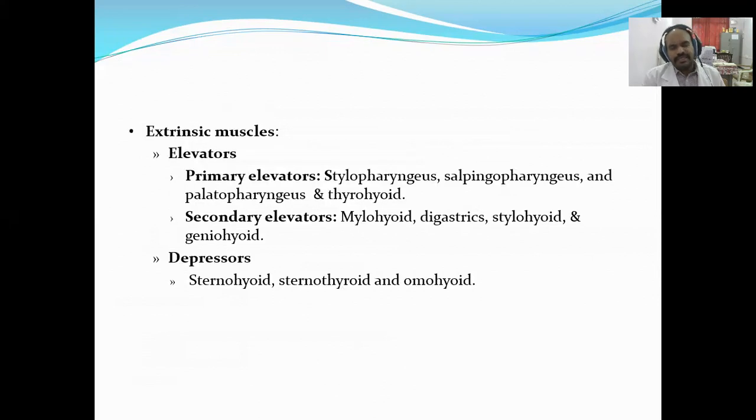Then we have the extrinsic muscles. Extrinsic muscles are again divided into elevators and depressors. Primary elevators are stylopharyngeus, salpingopharyngeus, palatopharyngeus, and thyrohyoid. Secondary elevators are mylohyoid, digastric, stylohyoid, and geniohyoid. Depressors, we have sternohyoid, sternothyroid, and omohyoid. All these three muscles form the depressors of the extrinsic muscles of the larynx.